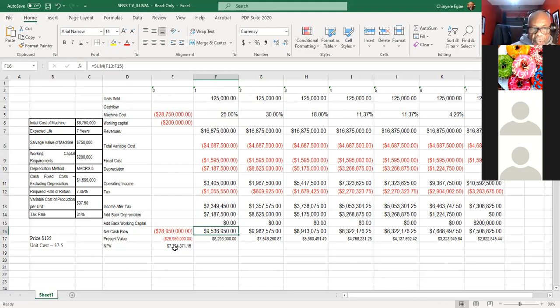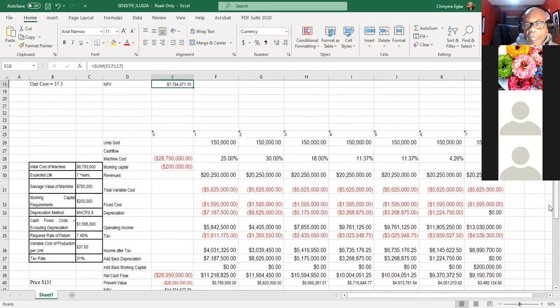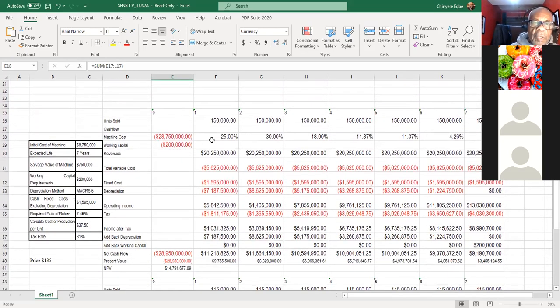So your initial estimate is that your net present value is going to be 7.794 million. But what if things turn out to be different from your projection, your forecast? And that happens quite often. What if sales are better than what you initially forecast?